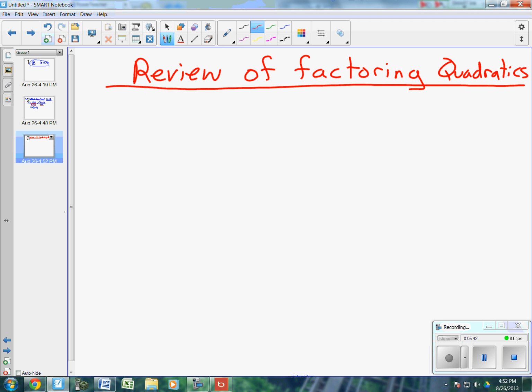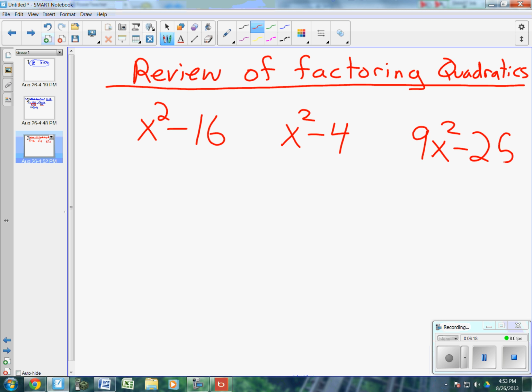Now you're going to have to factor more than quadratics to find the lowest common denominator, but this will at least give you an idea. Starting off, first of all, we have problems like binomials, things like that. That last one I factored on that paper over there. X squared minus 16. Okay, I'm going to do a couple of them. X squared minus 4. Or let's put 9x squared minus 25. All three of these expressions are what we call a difference of two squares.